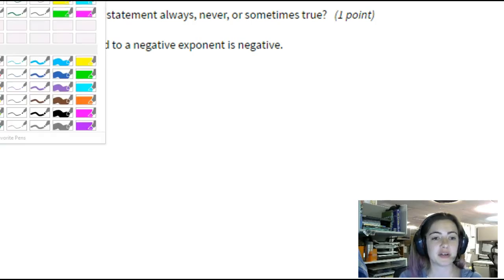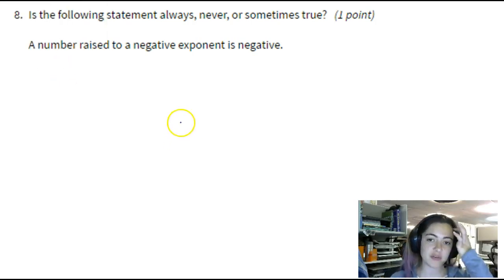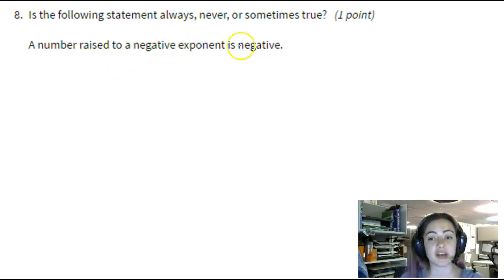Alright, for number 8 here, is the following statement always, never, or sometimes true? A number raised to a negative exponent is negative. So let's come up with some examples and see if we can make it true and then make it false.